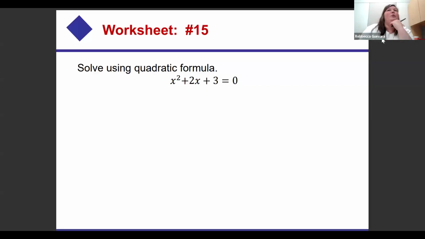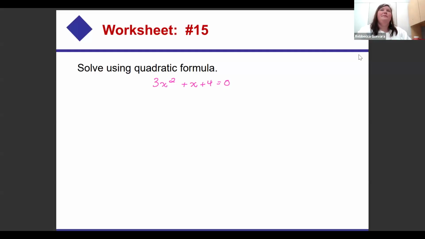So if you can take a moment on number 15. Oh, we already did number 15. Wait a second. Let me change that. Okay, there you go. That's what should have been there. So we went to solve this using the quadratic formula. 3x squared plus x plus 4 equals 0. A is 3, B is 1, and C is 4. So take a moment on that one, and we will come back and finish solving it.